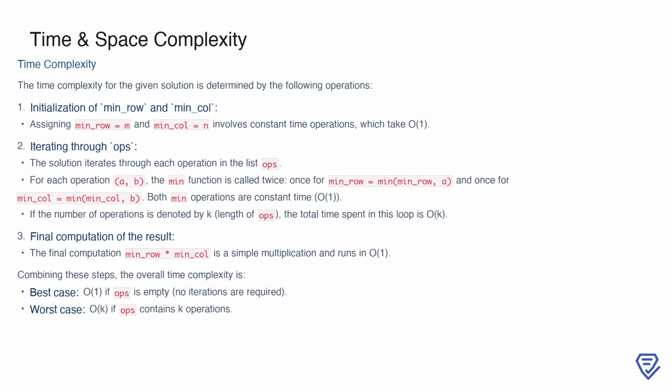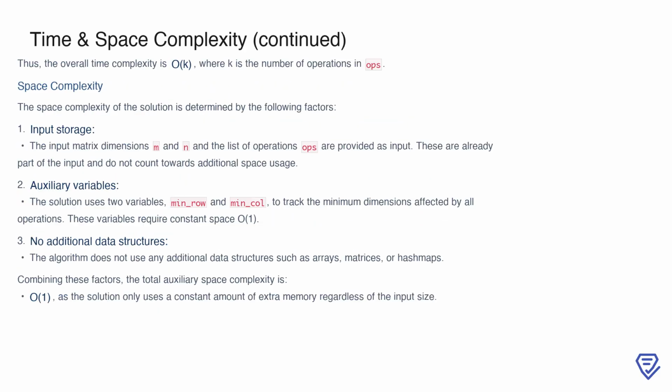Altogether, the best case time complexity is O(1), which occurs when the list of operations is empty. In the worst case, where ops contains k operations, the time complexity becomes O(k). Thus, the overall time complexity of the solution is O(k), where k represents the number of operations in the input list ops. Now, turning to space complexity, we begin with the input storage. The dimensions of the matrix M and N, as well as the list ops, are part of the input and do not contribute to additional memory usage.